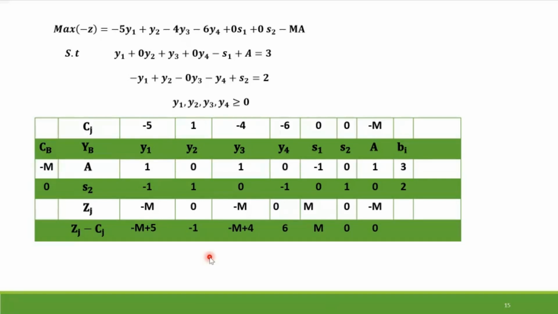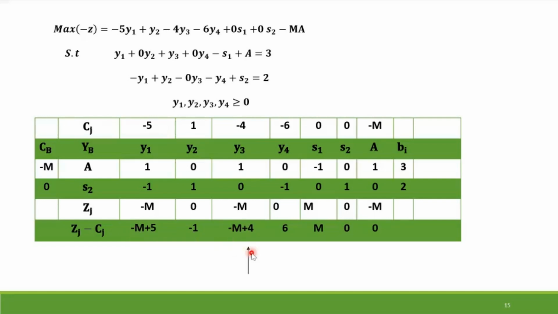-m plus 4. How do you decide that? Give m equal to 100 and see which is the most negative number. If I take m as 100, I will get -100 plus 5, which is -95. Here, if I take m as 100, -100 plus 4, which is -96. So between -95 and -96, without the negative sign, 96 is bigger, so the most negative number will be -m plus 4. Okay, -m, if I take m as 100, and see which one is the most negative number.